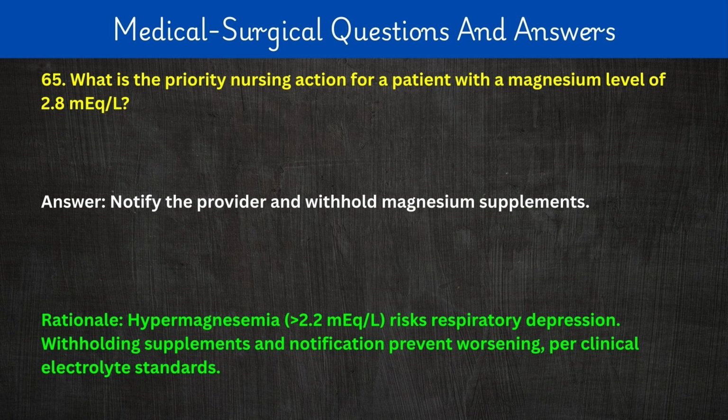65. What is the priority nursing action for a patient with a magnesium level of 2.8 milliequivalent/L? Answer: notify the provider and withhold magnesium supplements. Rationale: hypermagnesemia, greater than 2.2 milliequivalent/L, risks respiratory depression. Withholding supplements and notification prevent worsening, per clinical electrolyte standards.